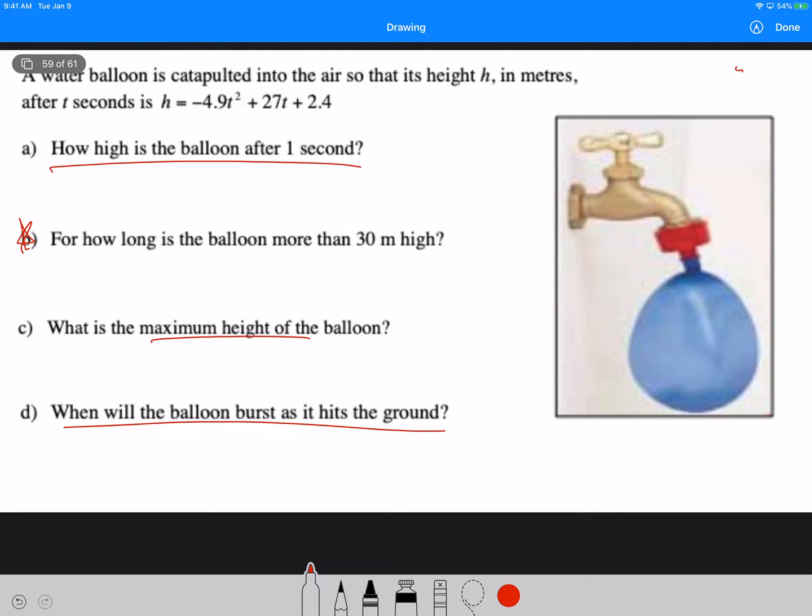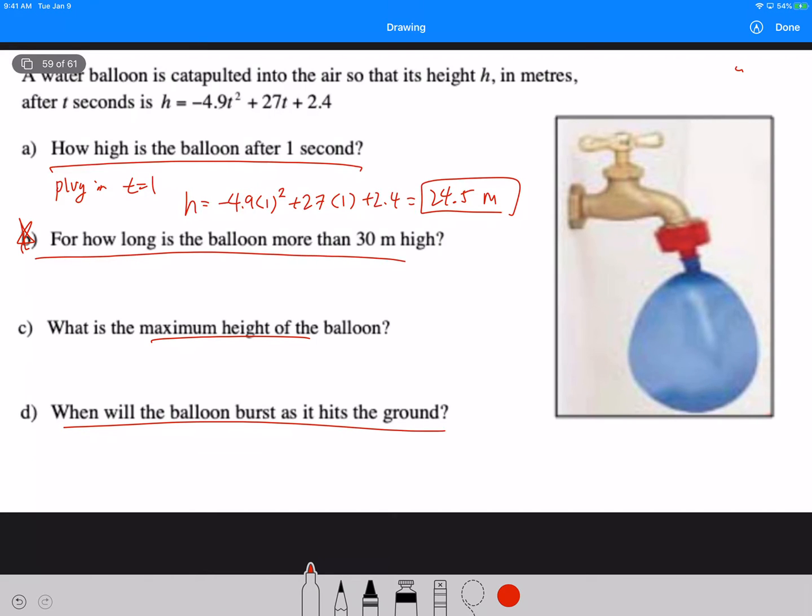Okay, so how high is the balloon after 1 second? I believe everybody should be able to get that. That's simply just plug in t value as 1. That's all you have to do. So h is equal to negative 4.9 t squared plus 27 times 1 plus 24. Literally, I'm just adding up all the coefficients, right? No big deal. Just add them up, and I get 24.5. So I get 24.5 meters as my final answer for part A.